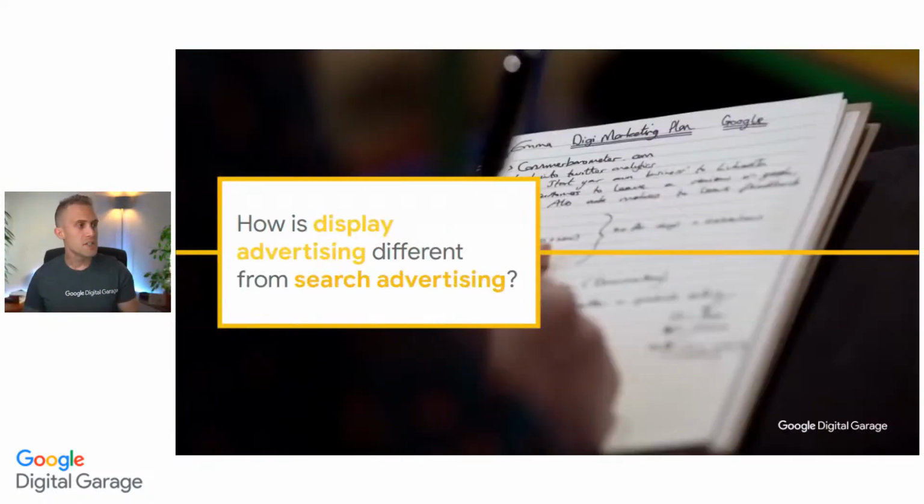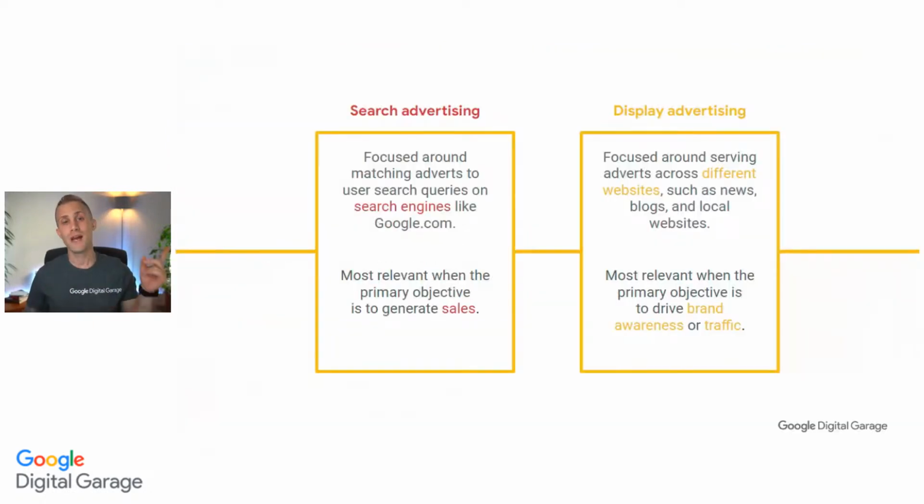So how do display advertisements differ from search advertising? Well, let's put it out in two different sides. On the left, we have search advertising, which is focused around matching adverts to the search queries. And remember, the search queries entail the keywords and they are normally used within Google or any other platform or search engine. It is most relevant when the primary objective is to generate sales. So if your business goal right now is to generate sales, you might want to lean towards search advertisements.